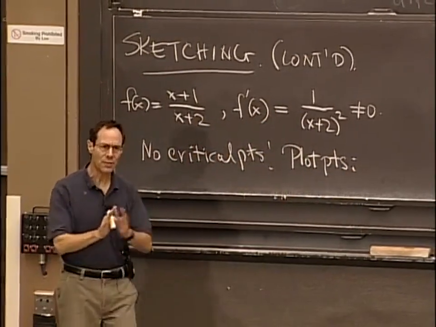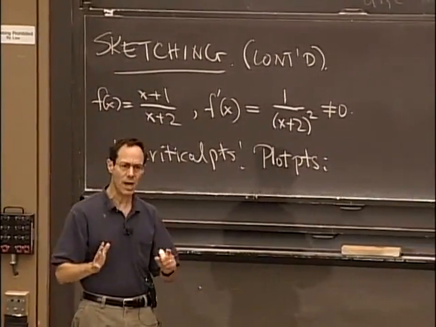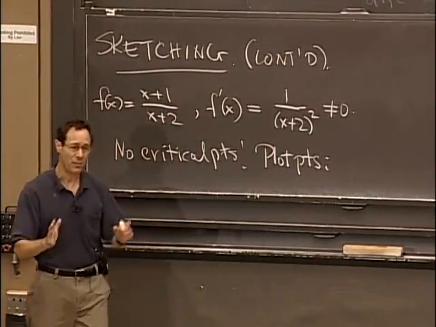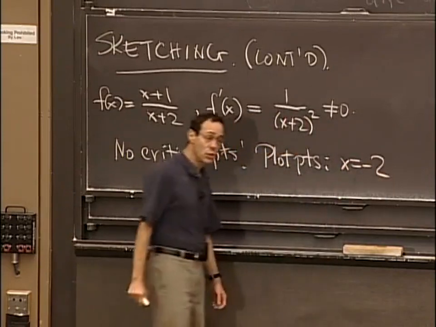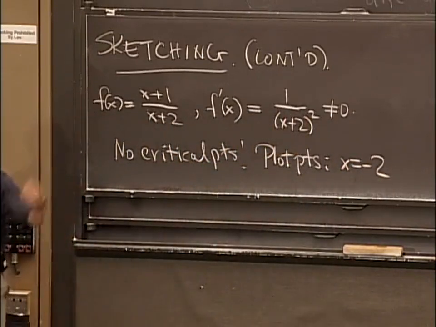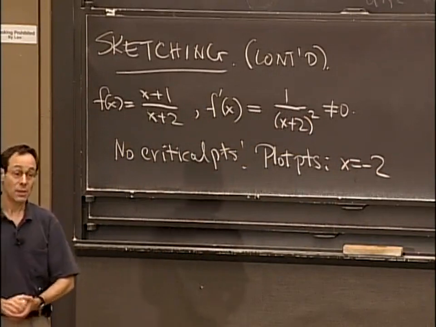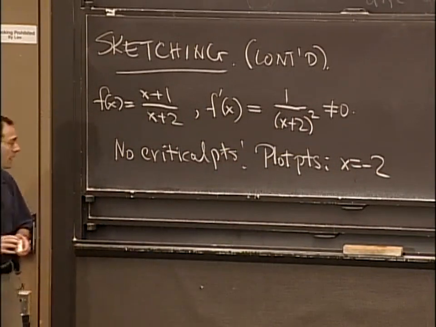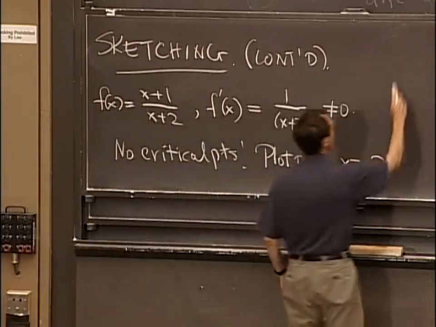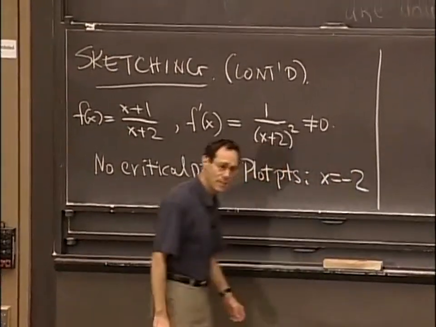Now, it turns out that the most important point to plot is the one that's not there. Namely, the value at x = -2, which is just what was suggested. Namely, we plot the points where the function is not defined. Okay? So how do we do that?